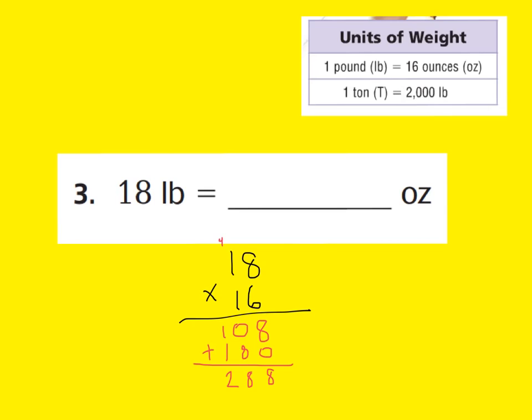All right, boys and girls, if you said 18 pounds has a value of 288 ounces, because 18 times 16 is 288, you are correct. Way to go.